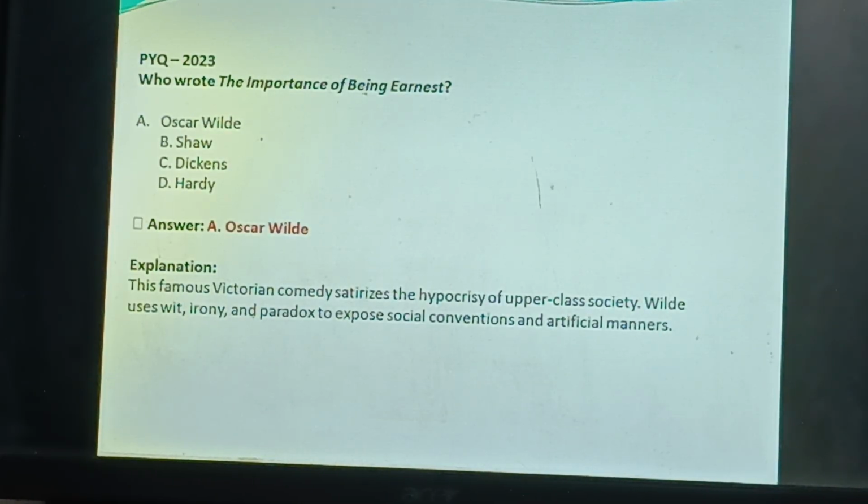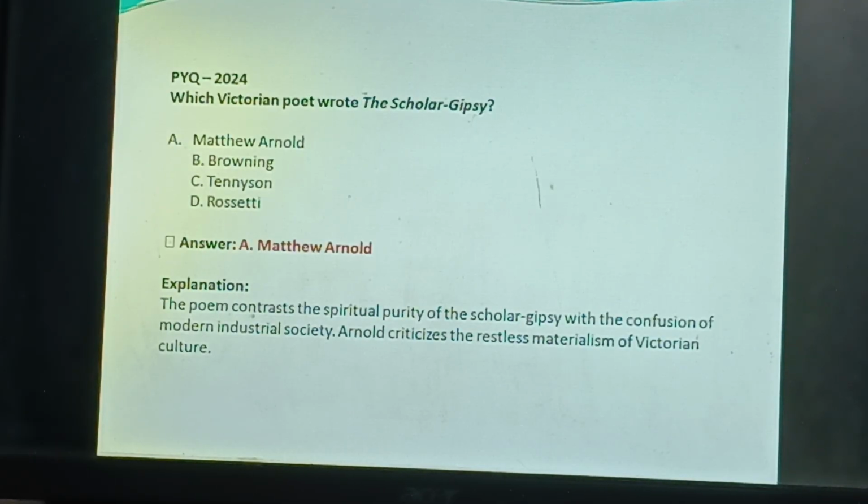Next, who wrote The Importance of Being Earnest? Oscar Wilde, Shaw, Dickens, Hardy. The correct answer is Oscar Wilde. This famous Victorian comedy satirizes the hypocrisy of upper class society, and Wilde uses irony and paradox to expose the social conventions and artificial manners.